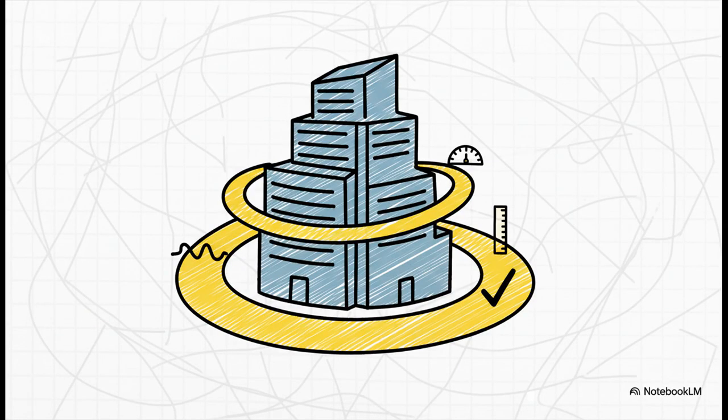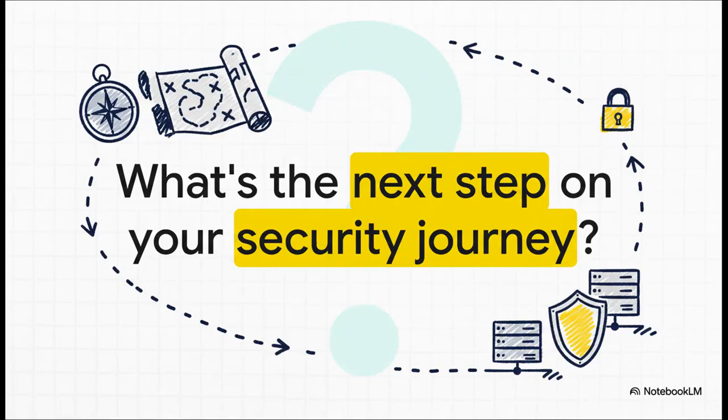So here's the bottom line. SAMM cuts through all that chaos we talked about at the beginning. It gives you a flexible, a measurable, and an actionable roadmap to build a security program that is tailored specifically for your organization. It's not a rulebook. It's a strategic framework for finally getting security right. This framework gives you the map. It gives you the compass. Really, everything you need to get started. So the only question left to ask yourself is, what's the next step on your security journey?